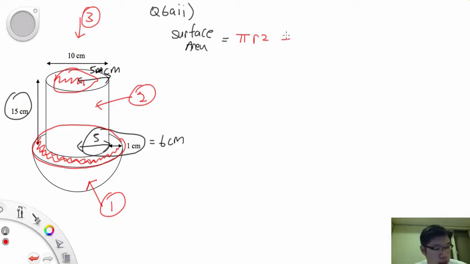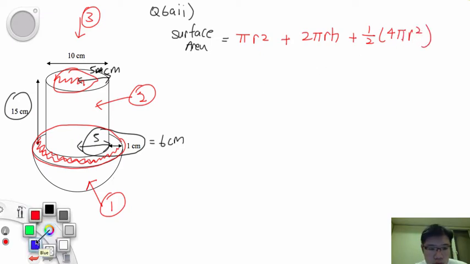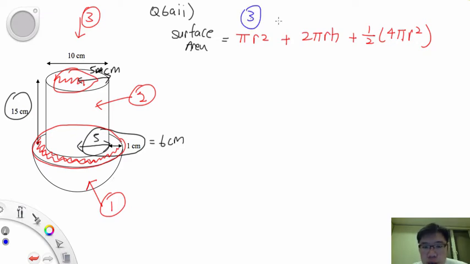Plus 2 pi r h plus half again. Then this is the formula for the surface area of a sphere. So this is the area for part 3, area for part 2, area for part 1. Same thing, substitute in the values.